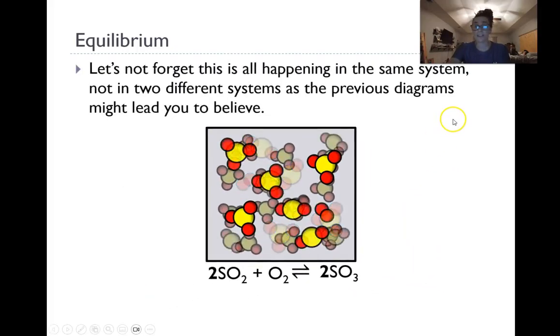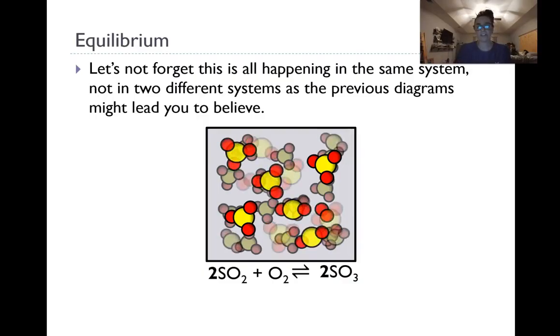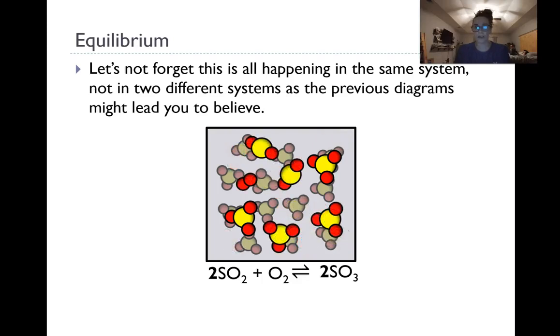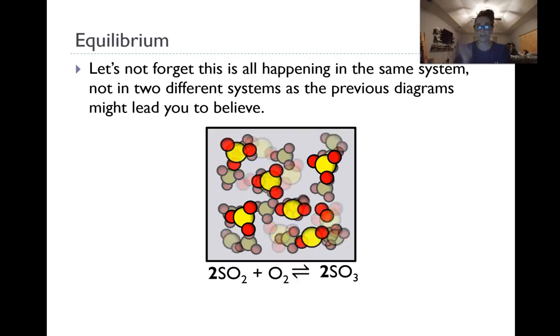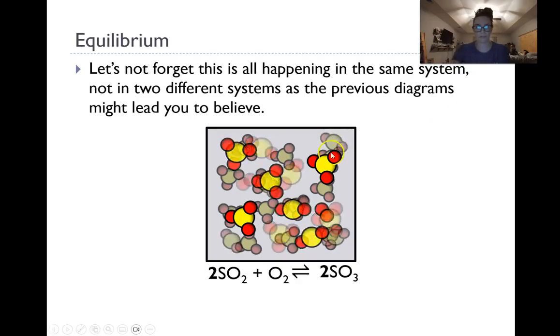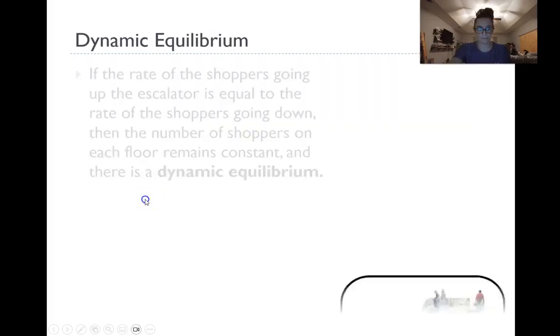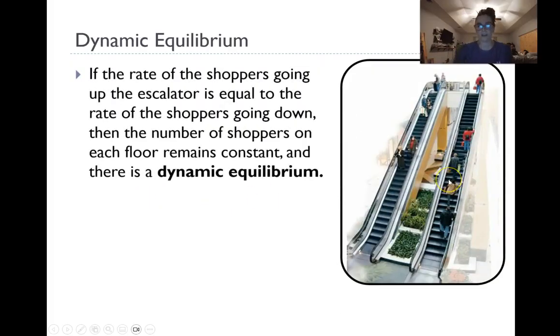Let's not forget that this is all happening in the same system. It's not like there are two different systems, one with reactants and one with products. It's a little bit confusing to look at it that way because we can't differentiate between products and reactants if they're all in the same system. So just keep that in mind: they are happening in the same system. And it is something called dynamic equilibrium.